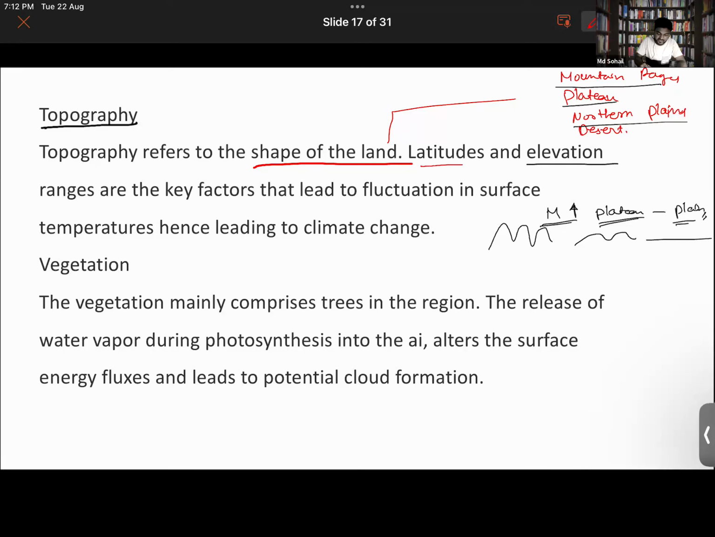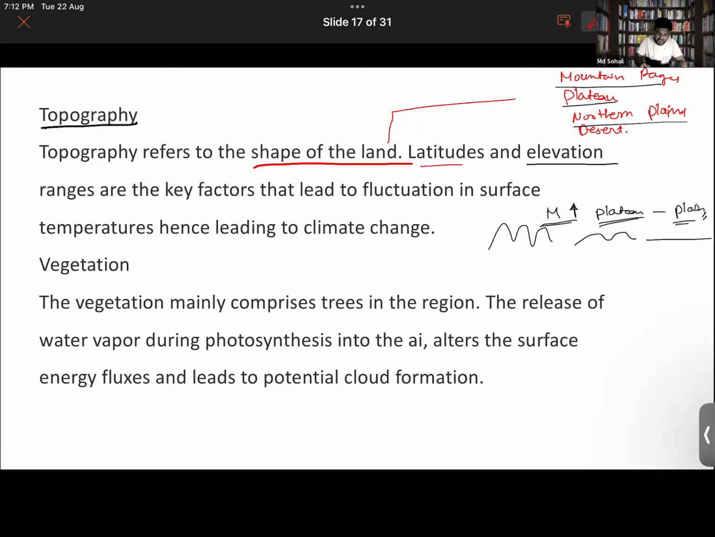Now, in this, you will be seeing that in a mountain, in a plateau, and in a plain, which surface will heat up more? Someone said plain. Plain, I guess. Yes. Exactly.